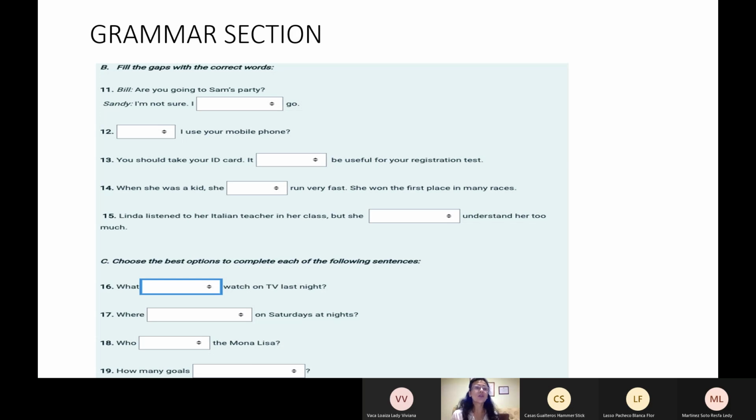Ok, number 12. I use your mobile phone. Is a question. Entonces, tenemos una pregunta. Y dice, I use your mobile phone. ¿Cuál será el auxiliar apropiado para completar esa pregunta? Do I use your mobile phone? Did I use your mobile phone? Or have I used your mobile phone? Or will I use your mobile phone?